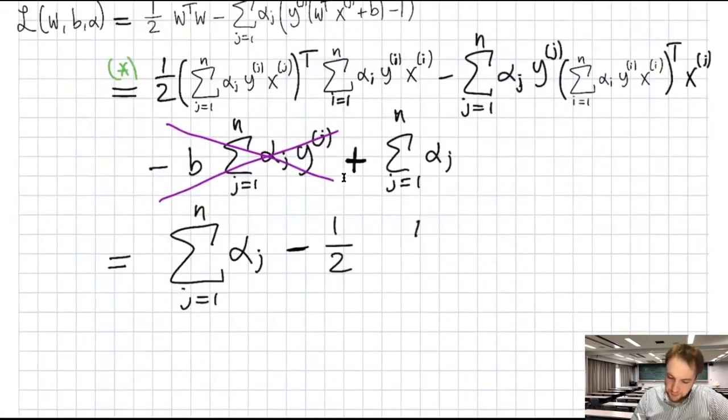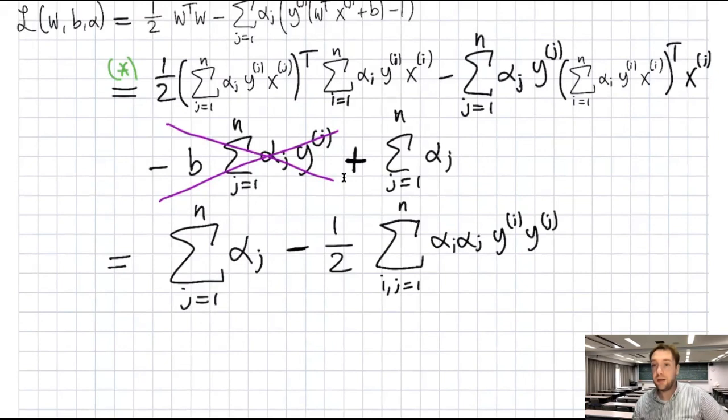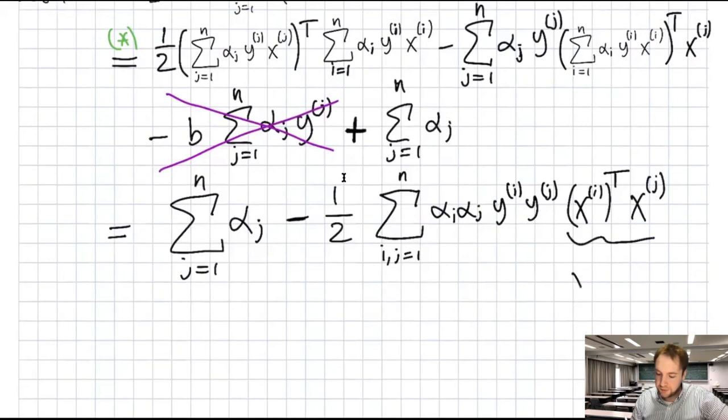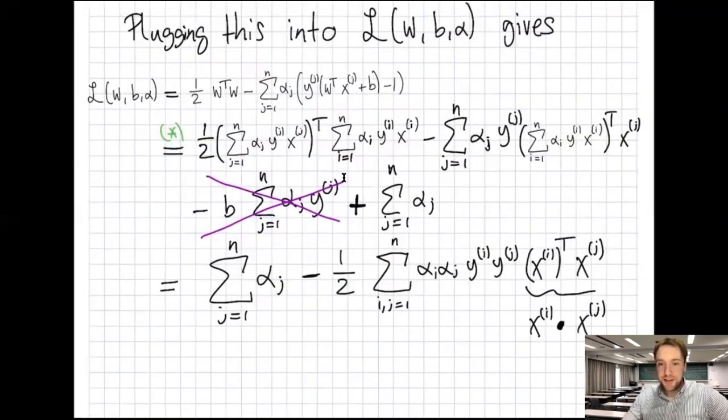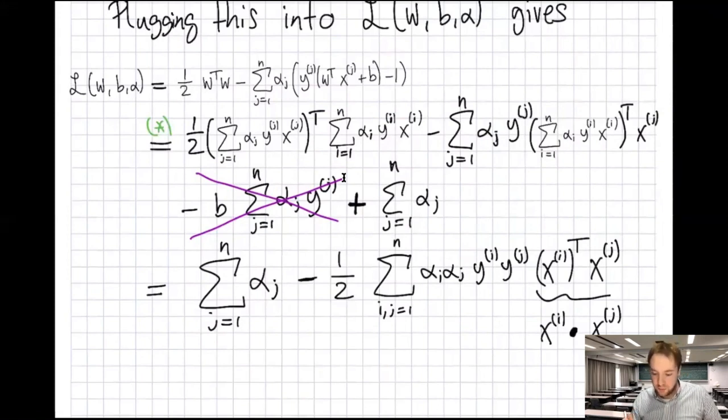But in the end, I have the sum 1/2, i and j going from 1 to n. Then I have the product of these two alphas, and the product of these two y's, and in the end I have the product of x_i transposed times x_j. In other words, what I have here is x_i, the dot product with x_j. Okay, and this is the goal where I wanted to go.